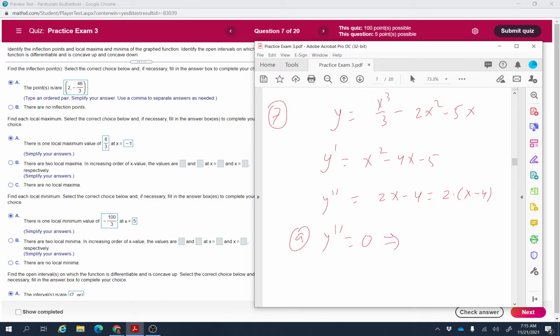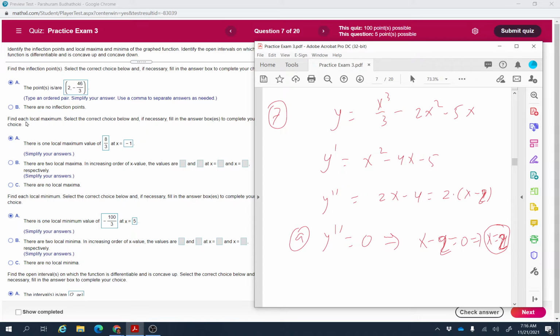So if you set x minus 2 equal to 0, that gives you x equal to 2. Did I do something wrong? No, it's a 2, if you factor out 2. So x equal to 2 is the inflection point for this particular function. The value of the function at 2 is negative 46 over 3. When you put x equal to 2 in this y, that gives you y equal to negative 46 over 3. So that's how we find the inflection point.